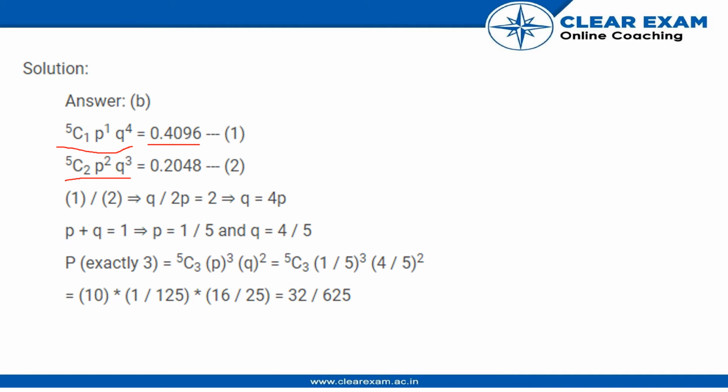And similarly, we just put 2 in place of 1, and 4 is reduced by 1. So 5 independent trials, 2 successes, p raised to the power 2, and q raised to the power 5 minus 2, that is 3. And this value is also known to us.